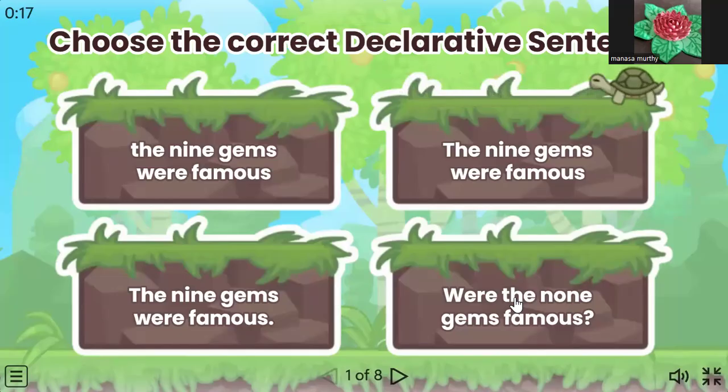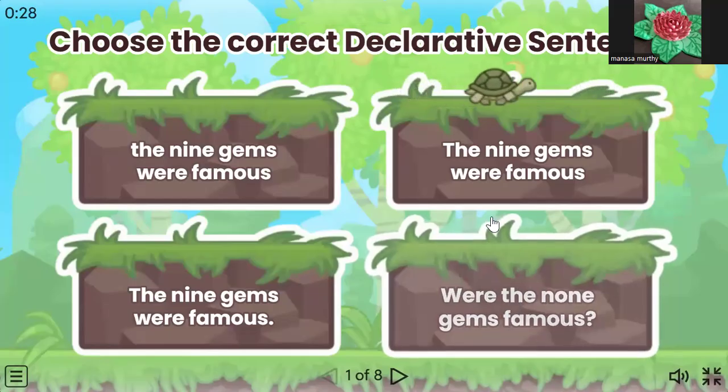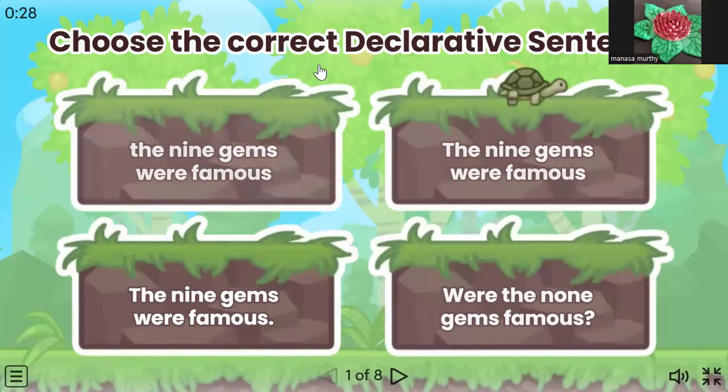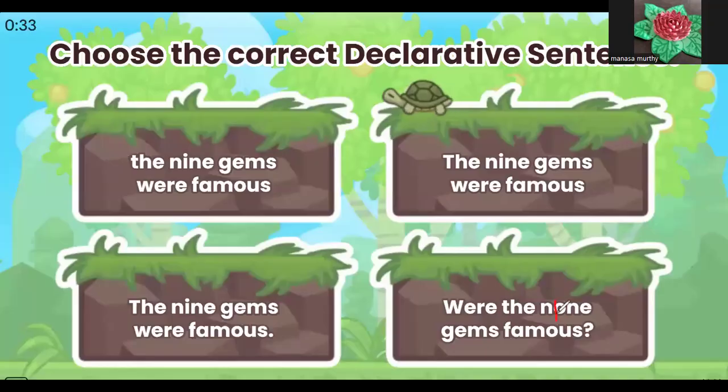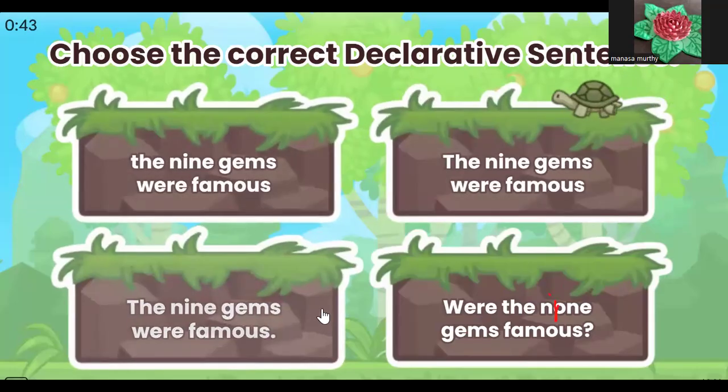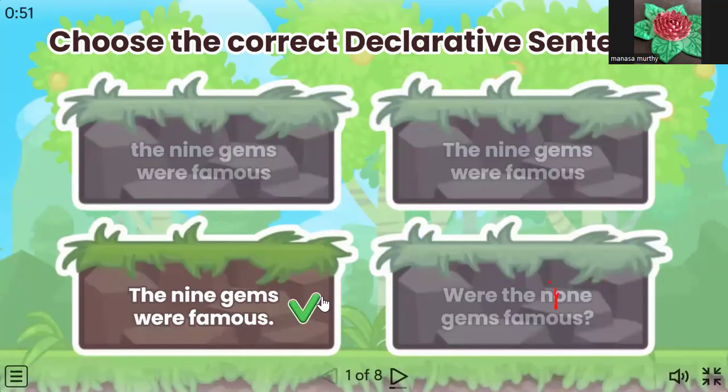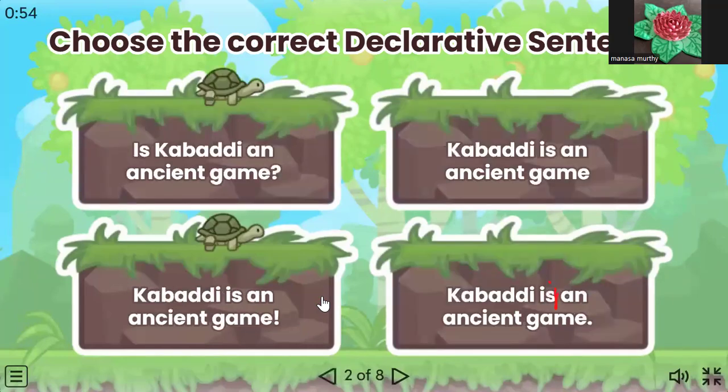You need to look into very basic things, such as the capital letter that has to be used at the beginning of the sentence. Which of the following 4 sentences is in the correct declarative form? The sentences are the same, but which is in proper order and correct position? It is to start with a capital letter and end with a full stop.